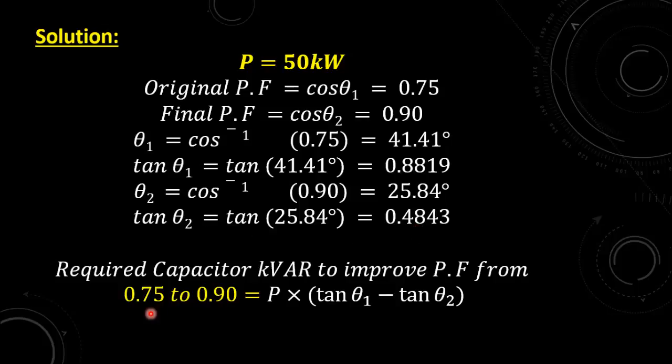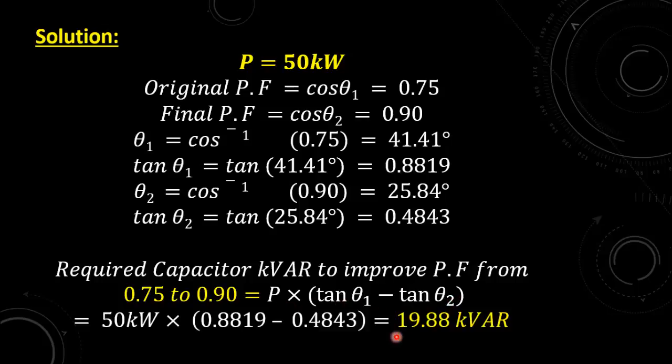Now, the required capacitor kVAR to improve the power factor from 0.75 to 0.9 is given by this formula, which is P, the active power, multiplied by tan theta 1 minus tan theta 2. Now we have all the values. Just put the values in and the answer comes out to be 19.88 kVAR. So this is the value of the capacitor in kVAR, the final value of kVAR which needs to be added to the system in order to improve the power factor from 0.75 to 0.9 for the total load of 50 kilowatt.